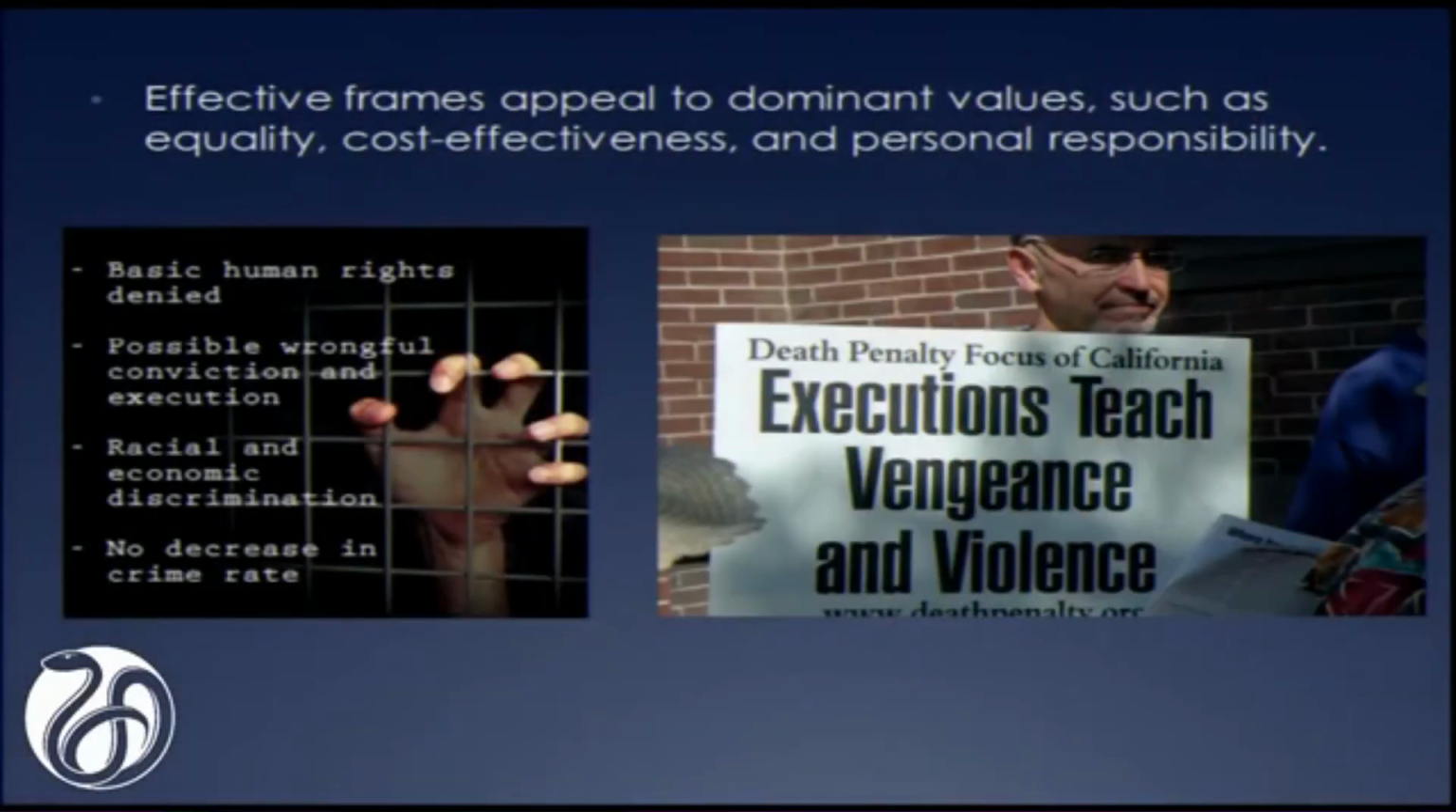Frames that don't seem to work are the ones that say, this problem is terrible, there's nothing we can do about it. Or this problem is terrible, and we know the solution, and we're going to take care of it on our own. It seems that there have to be those three components. The second conclusion is that effective frames appeal to dominant values: equality, cost effectiveness, and personal responsibility. Those are some of the values that we see as hegemonic, as powerful in American society.